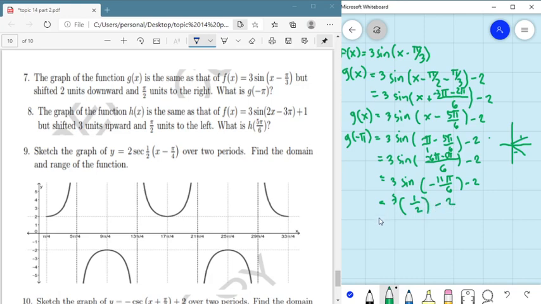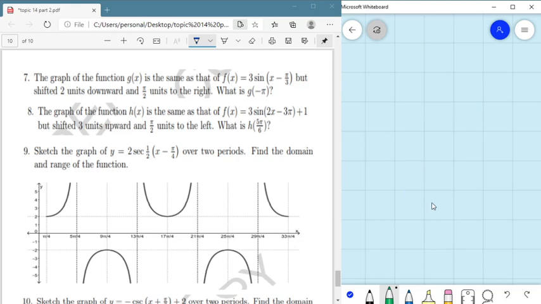minus 2. So therefore, we have 3/2 minus 2 equals, the LCD is 2. We have 3 minus 4. So therefore, the answer is negative 1/2. So your g of negative pi is equal to negative 1/2. Okay.